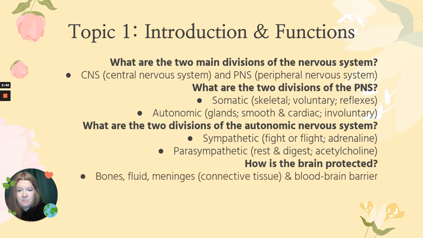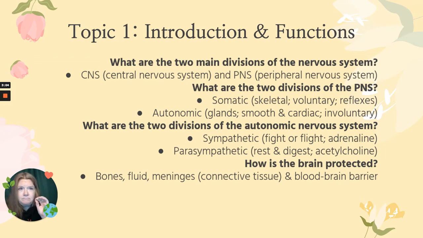And how is the brain protected? Well, it is actually protected really well. And in fact, the spinal cord has just as many layers of protection. So this is not exclusive to the brain. It's exclusive to the CNS, the central nervous system. So there's bone, your cranium or your vertebrae, meninges. That's 3 layers of connective tissue.